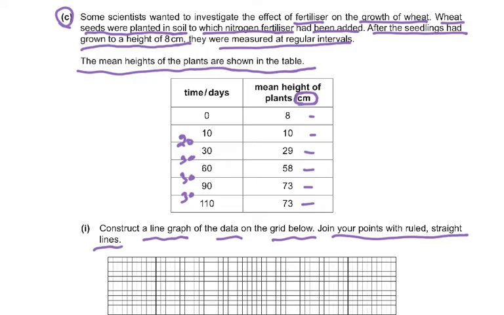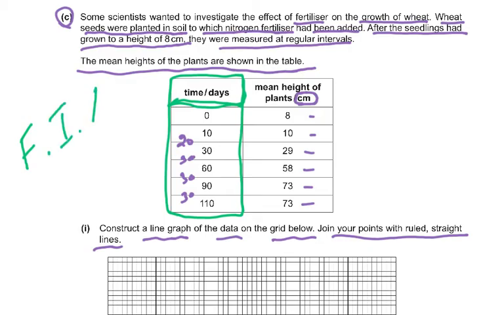The rule which I want you to remember is that the first column in this table is always the independent variable, and it is always plotted on the x-axis. That is a mnemonic for it. First column is always the independent variable.